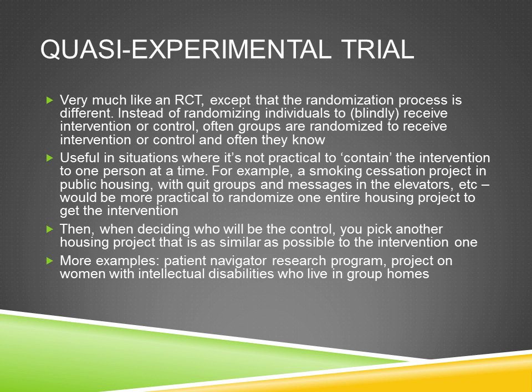So then when you're deciding who's going to be the control, you have to pick another entity, another housing project that's as similar as possible to the first one. I'm doing a project on women with intellectual disabilities who live in group homes. We actually randomized one whole state to get the intervention and another whole state to get the control because there's so much overlap between social service workers that go in and out of group homes that we didn't think it made sense any other way. We could talk more about this in class, but basically it's a way to do an RCT without individual randomization.